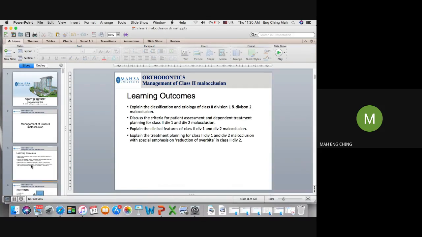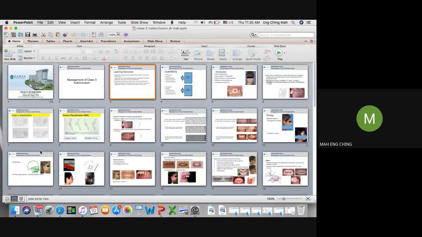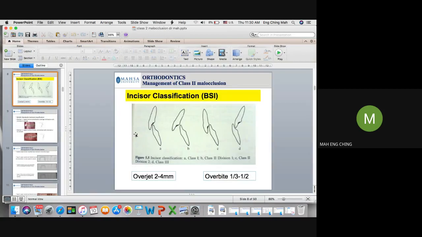So class 2 division 1, it just means the lower incisors occlude behind this cingulum plateau. This cingulum plateau, it means the middle third of this palatal surface. So class 2 means it's biting behind. See the lower incisor biting behind the surface, biting the palatal surface. But class 2 division 1 means the upper incisor is either proclined or in the normal angulation.